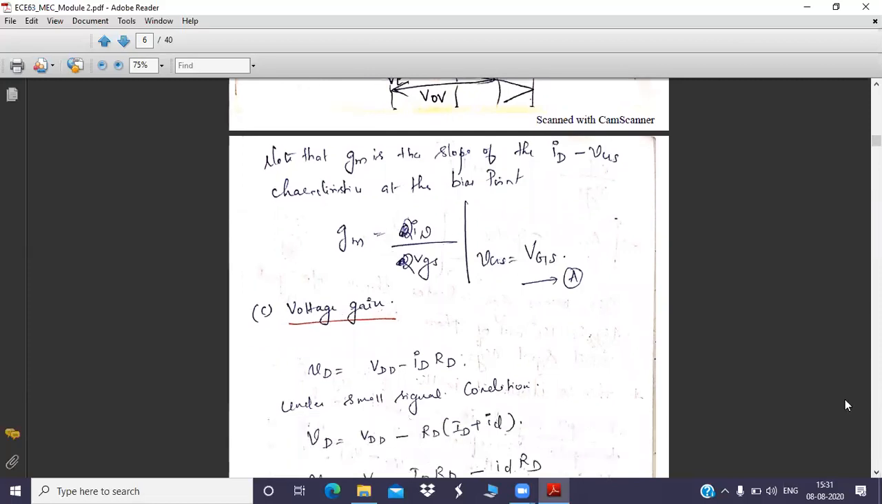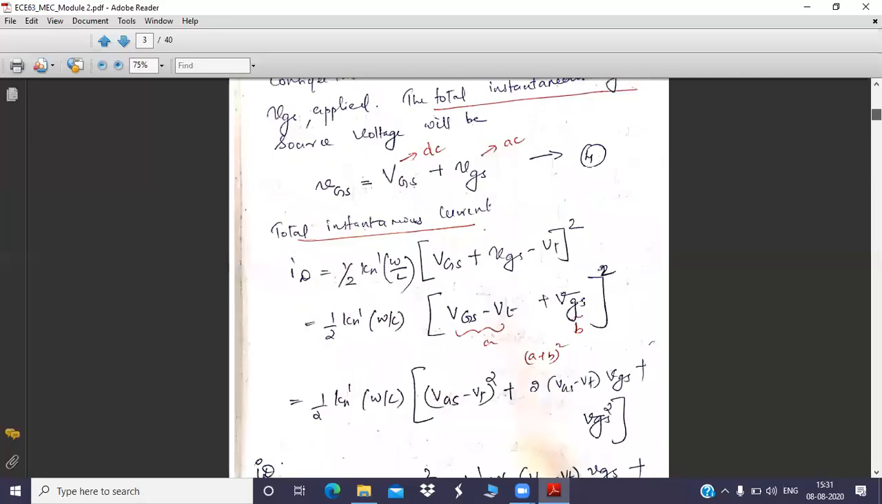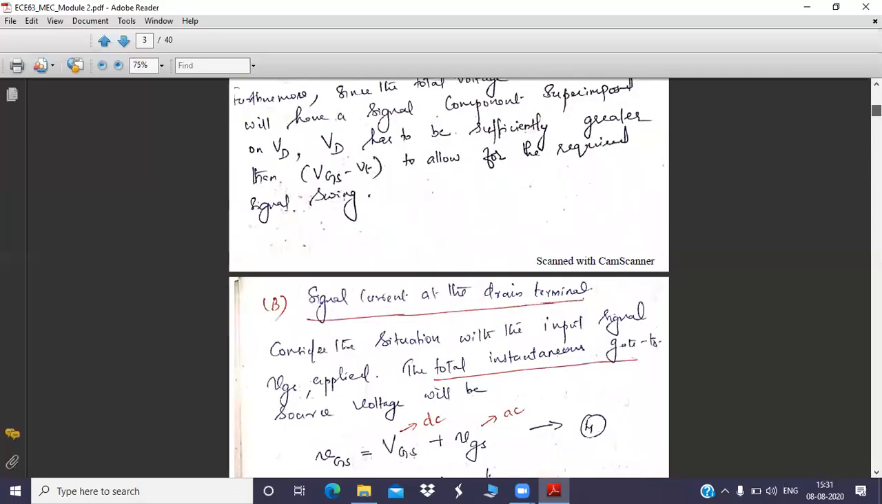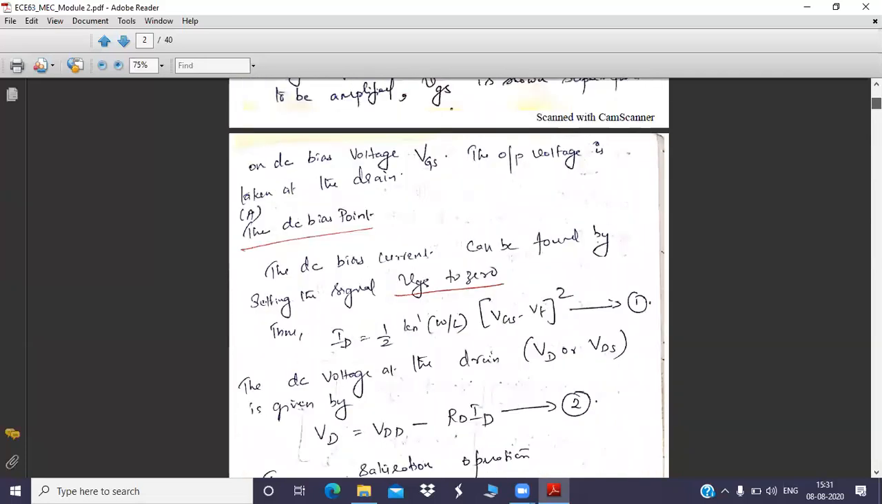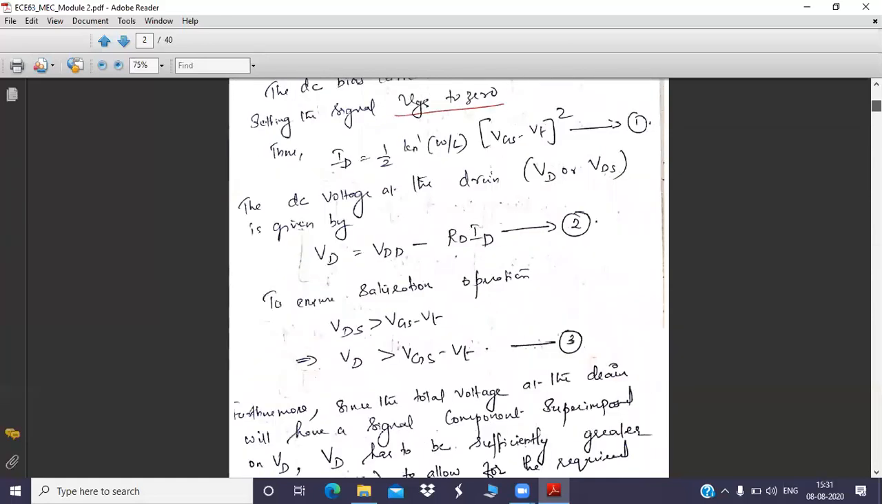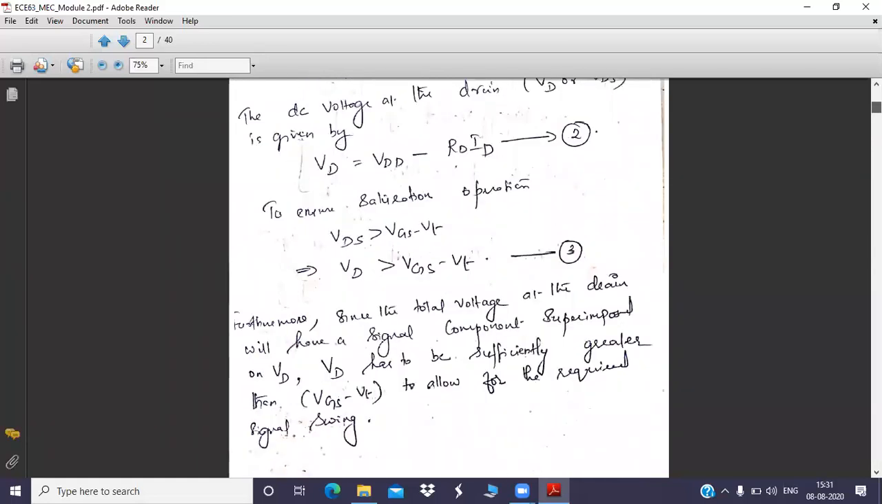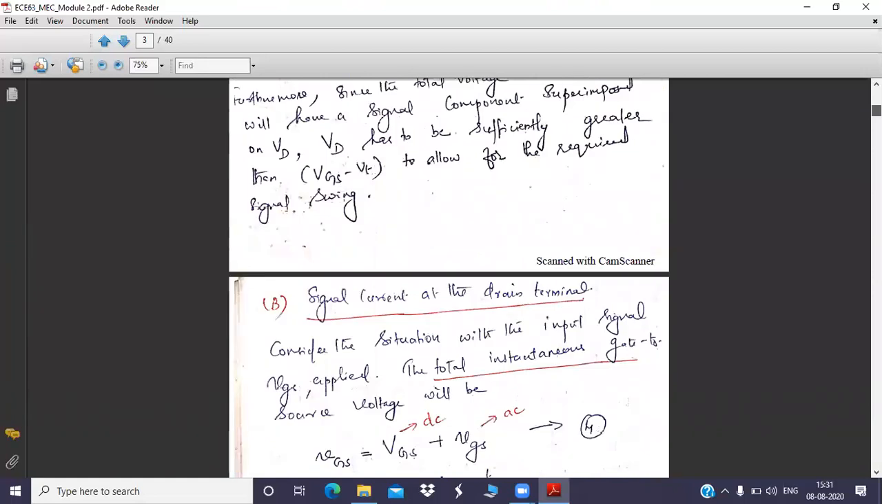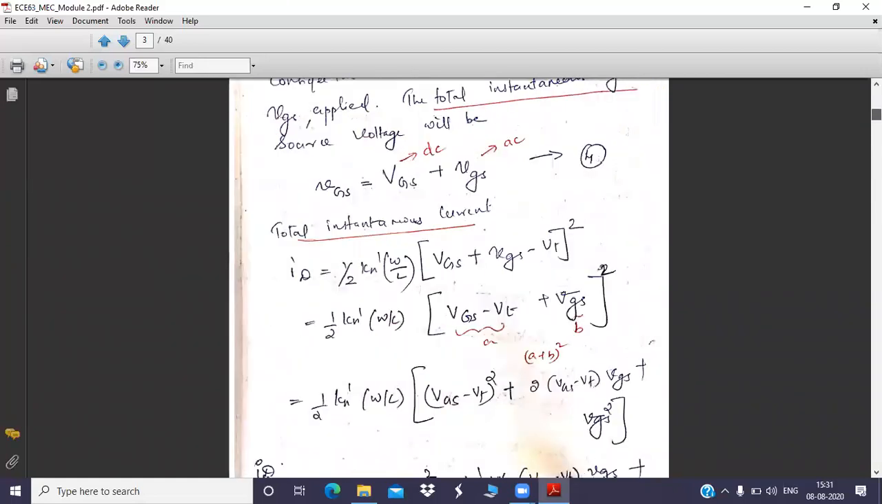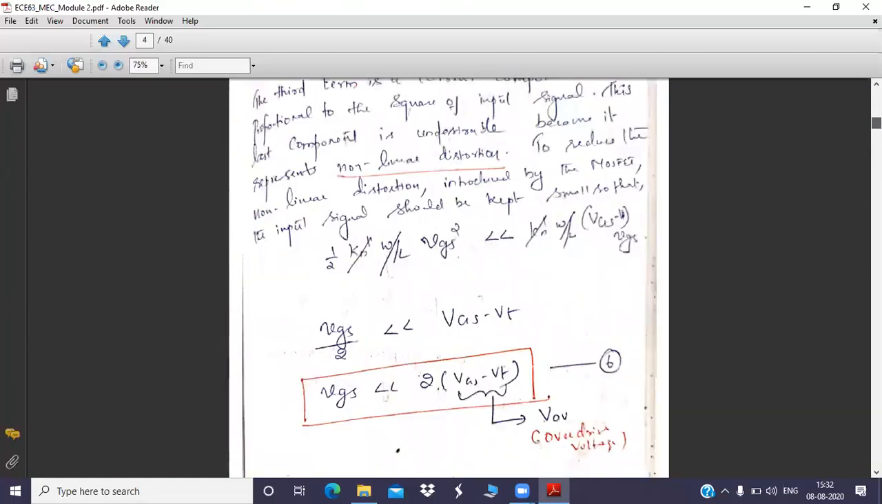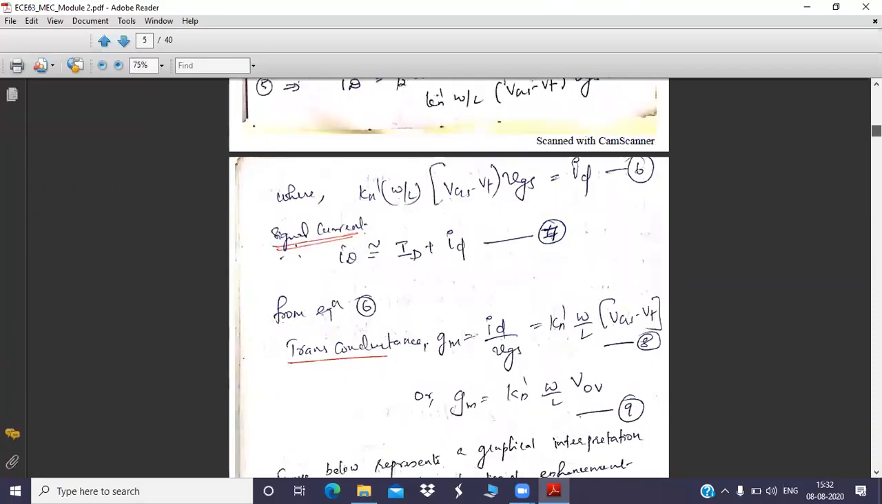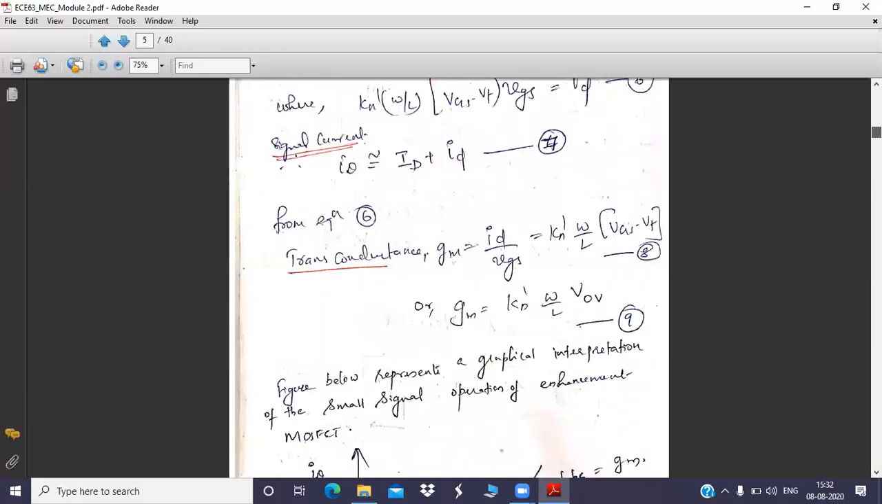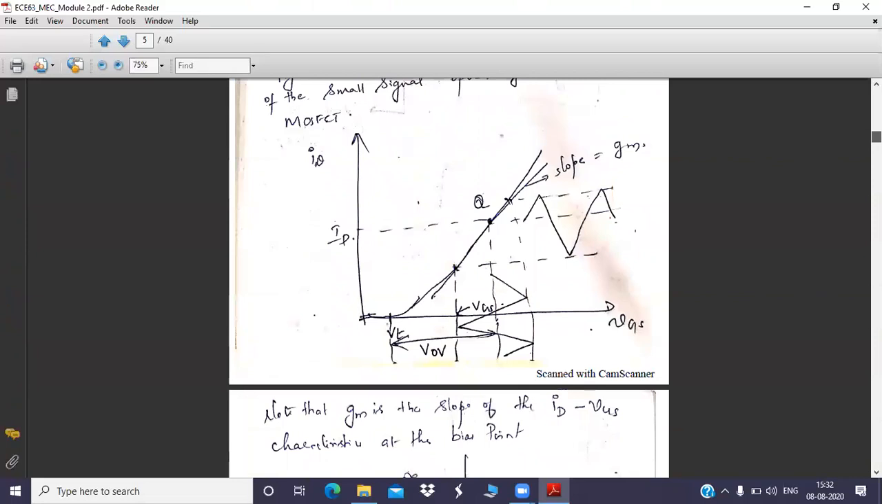So till now we have completed the second subsection. What was the second subsection? That is the signal current. First one is the DC bias point. For the DC bias point, we have written the equations for ID and VD and the condition of saturation. In the signal current, we derived an equation for small letter id, and from that we derived the equation for gm both graphically and analytically.